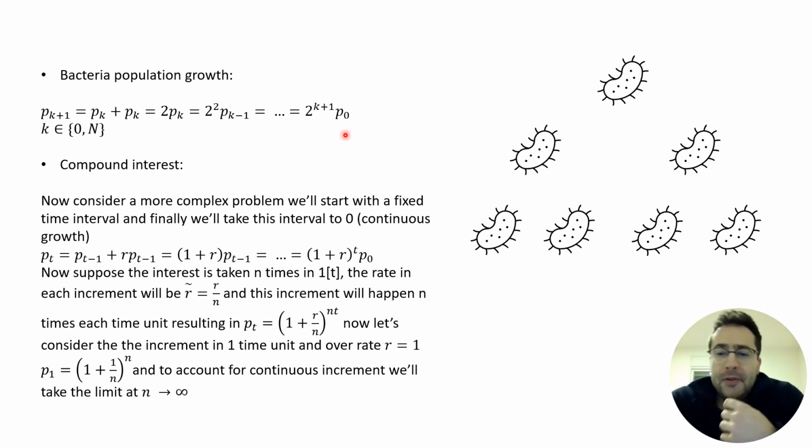Now, the compound interest problem is a generalization of this idea, and it does two things. It gives a degree of freedom in the form of an arbitrary interest rate, marked as R here, which is 1 in the bacteria population growth problem. And the second thing is trying to figure out what happens when the growth is continuously happening and not just in discrete time spans.